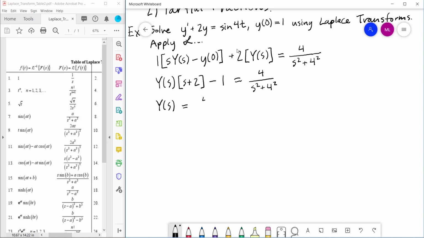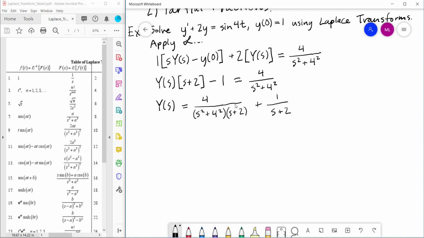I'm going to have 4 over s squared plus 4 squared. I'm going to have a plus 1. And then both of these are, again, getting hit with a factor of 1 over s plus 2. So basically, I'm going to move that over, and then I'm going to divide by s plus 2, all in one step here. So let's write that out. In fact, let me give myself a little more room here. So I'm also going to wind up with an s plus 2 in that denominator, and then the plus 1 will only have the s plus 2 in that part of the denominator.